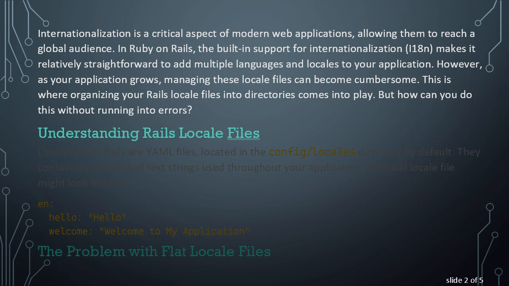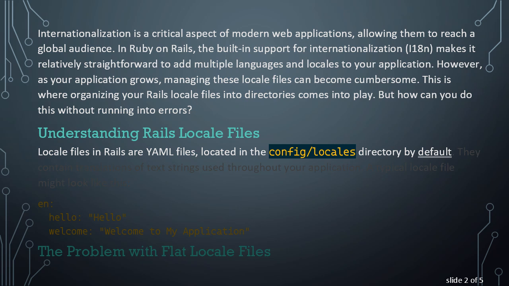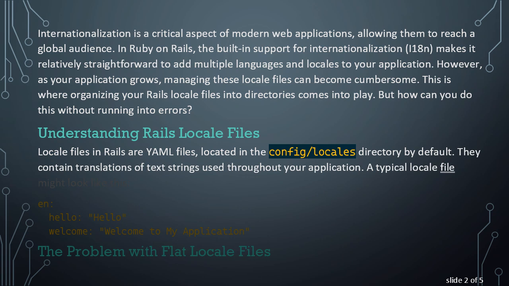Understanding Rails locale files. Locale files in Rails are YAML files, located in the config/locales directory by default. They contain translations of text strings used throughout your application. A typical locale file might look like this.